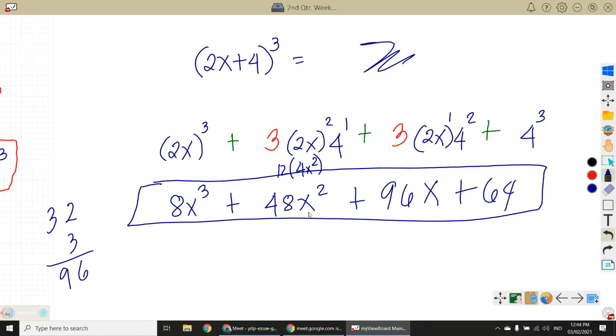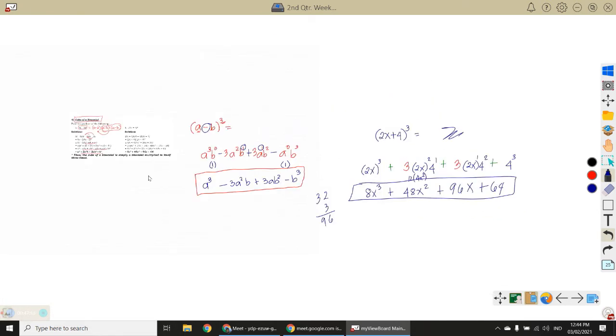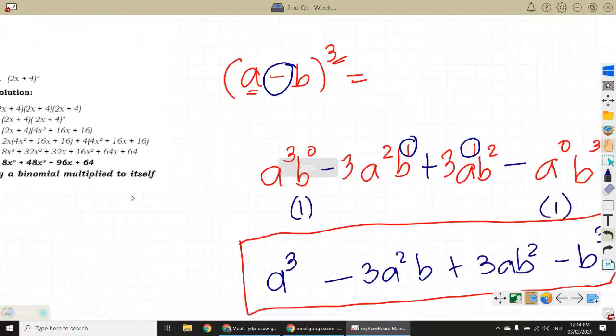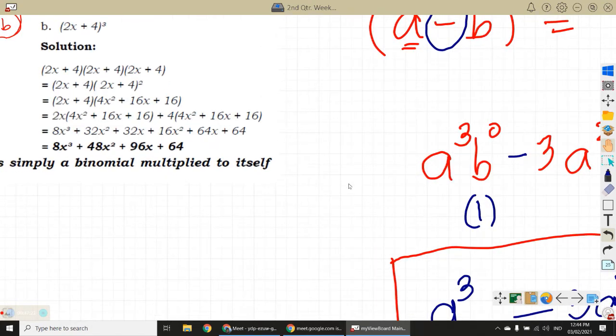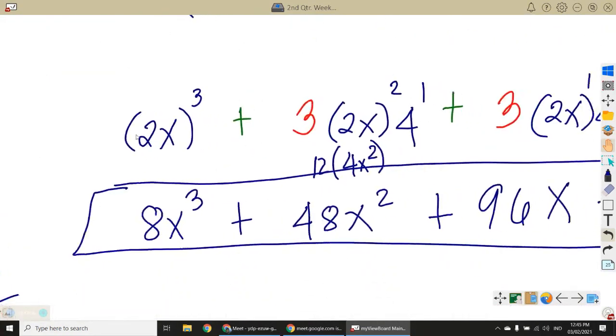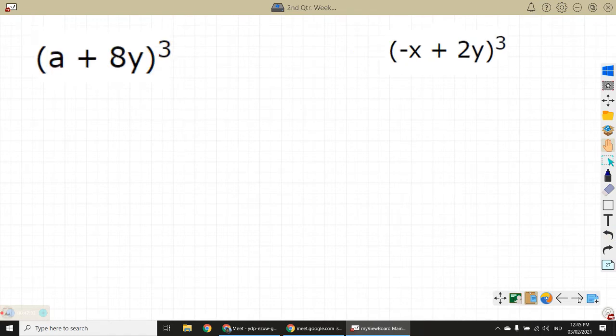Yan. Okay? So, instead of writing yung napakahaba, pakita ko lang muna. Itong ating focus na to. Napakahaba na 8x cubed minus 88x squared plus 96x plus 64. Ito lang. Ganyan lang kahaba yung sa atin. Ayan. Ang solution natin. Okay? So, punta tayo sa pang-5.